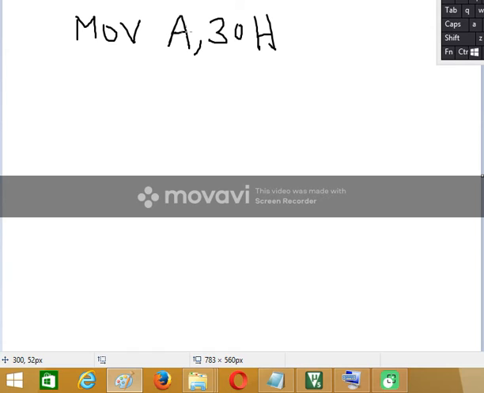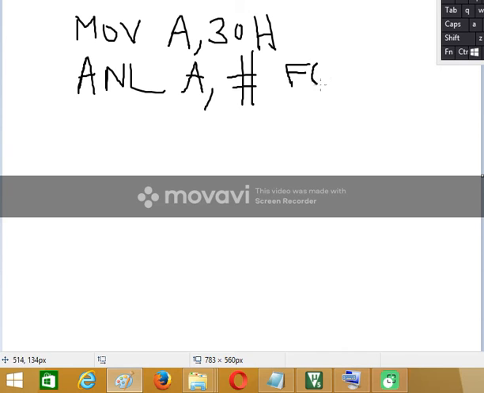Now you have to unpack into tens digit and units digit, so that you can multiply the tens digit with 0AH and add the units digit. So you have to unpack. How will you unpack? ANL A, #F0H.